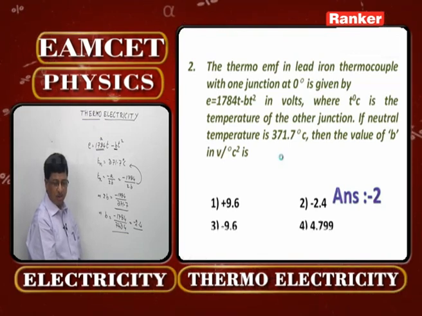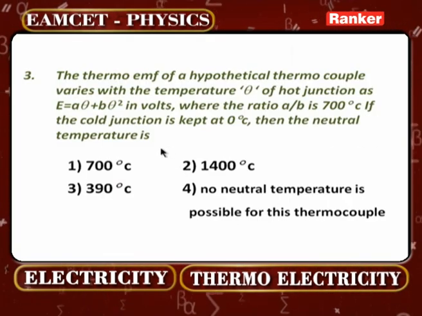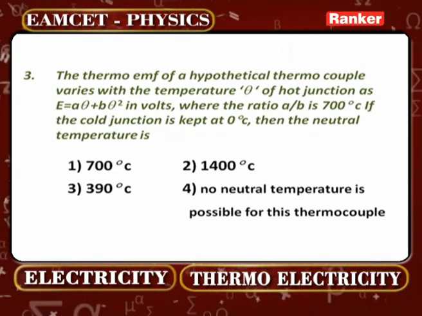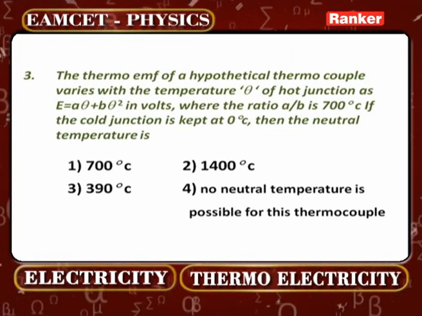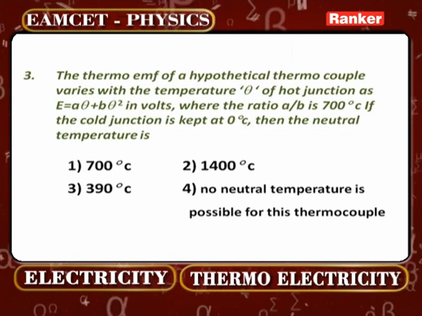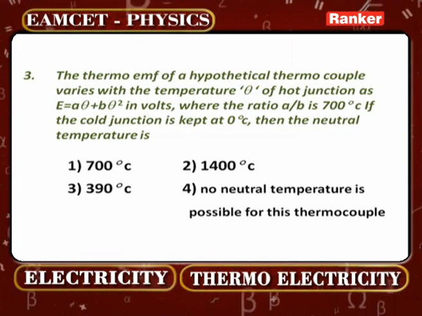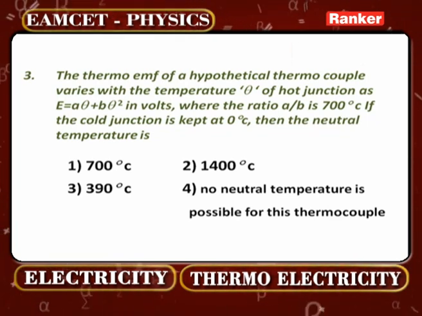Look at the next one, that is problem number 3, please. The thermo EMF of a hypothetical thermocouple varies with temperature theta of the hot junction as E is equal to A theta plus B theta square in volts, where the ratio of A by B is 700 degrees centigrade. If the cold junction is kept at 0 degrees centigrade, then the neutral temperature is.